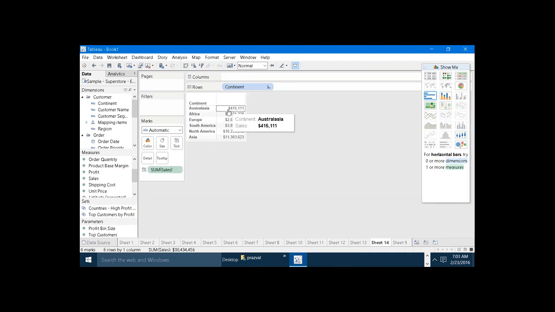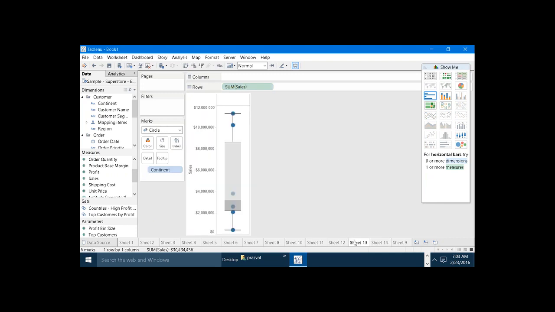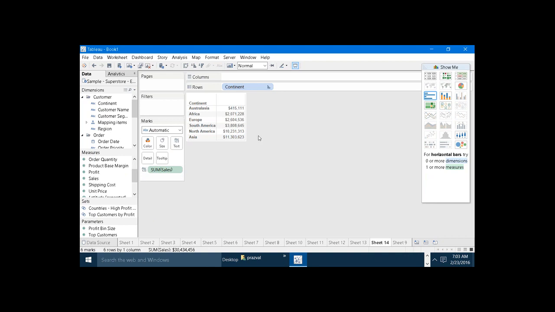So Australia is having 415,000 and Asia is having 11.3 million. So it is placing Australia as the lower whisker and Asia as the upper whisker. Next, it is finding the median. As we have 6 values, the median would be the average of the third value and the fourth value.